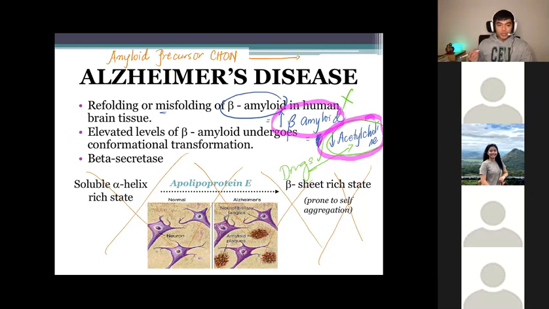Now, ang amyloid precursor protein, baka di na ako nasusundan na, ulitin natin. Amyloid precursor protein ay nagiging beta amyloid through an enzyme. Okay? So, may enzyme na kailangan. Ang tawag sa enzyme na yon ay beta secretase. Ito yung spelling, beta secretase. So, this enzyme is responsible for the conversion of amyloid precursor protein into beta amyloid.